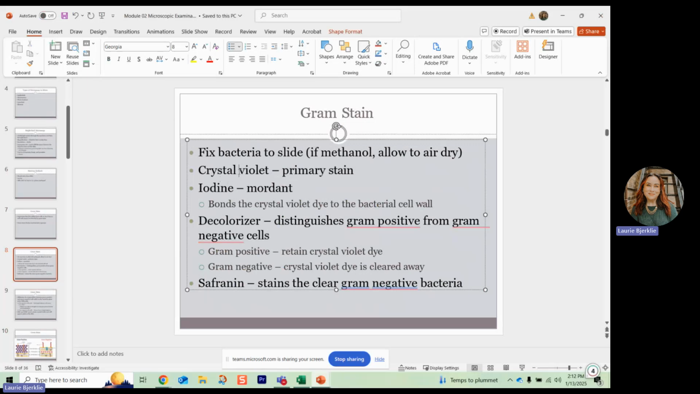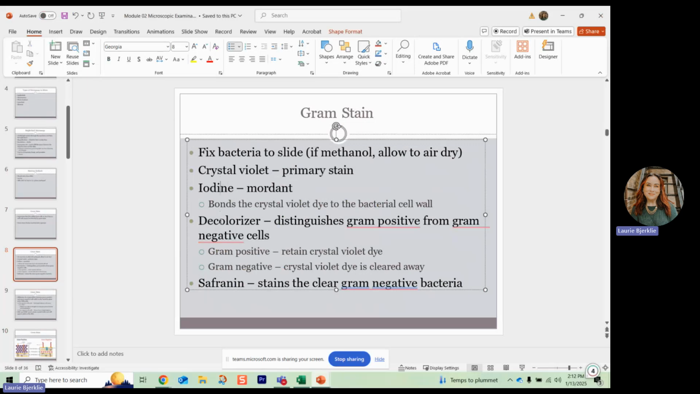Crystal violet is our primary stain. As the name tells you, violet, it is a purple color reagent. Iodine is what we call our mordant, and that means it's going to bind that crystal violet dye to the bacterial cell wall. So after you've flooded your slide with crystal violet, and you'll do this in the student lab, so it'll make more sense when you actually get to do it, you let that sit for a minute, then you flood it with iodine, the mordant, that's going to really help bind that crystal violet dye into the cell wall. And you leave that sit for like a minute.